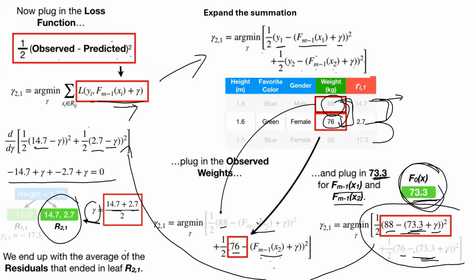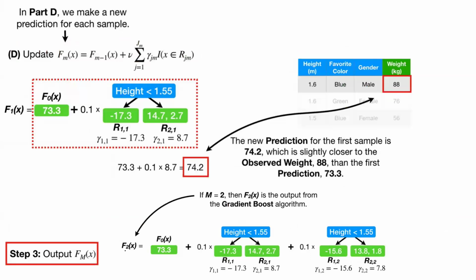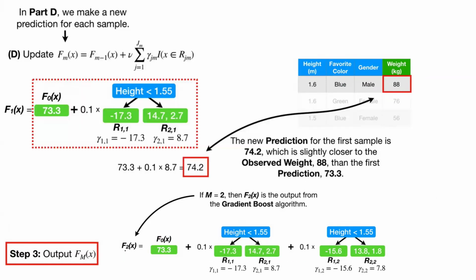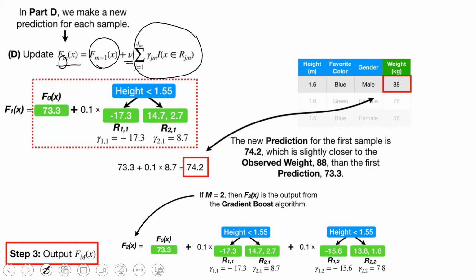So this is how we ended up calculating the average of the residuals coming up in the same tree. That is what step 3 is. Now if you want to understand step 4, in part D of step 2, it is nothing but f of m of x. Now the new tree, where m is 1, is nothing but f of 0 of x plus v, which is the learning rate, times the tree gamma of m. Summation of all the trees.